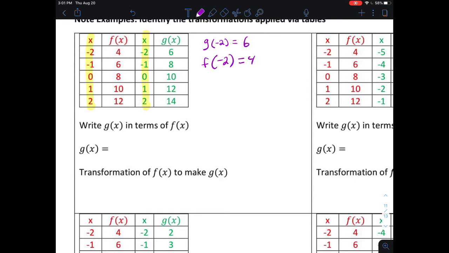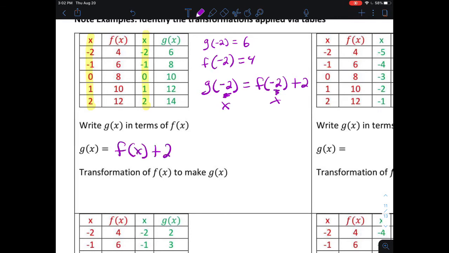Since I'm putting the same x value into both, and I'm getting two different y values, I can create a statement and write g of x in terms of f of x. g of -2 equaled f of -2, and all I did was increase its value by 2 units. So f of -2 plus 2. The -2's here are really just my x's. So g of x equals f of x plus 2.